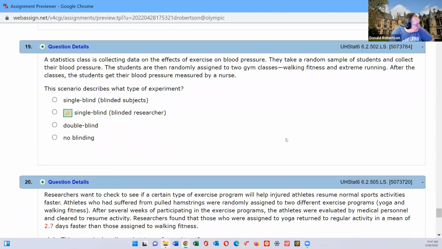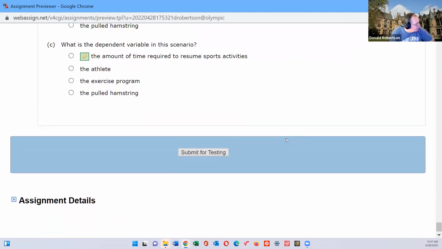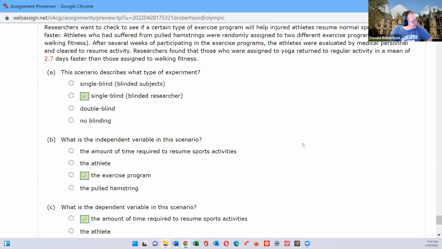Single blind, let that one go. Oh, last one. Okay, let's finish on the last one then.